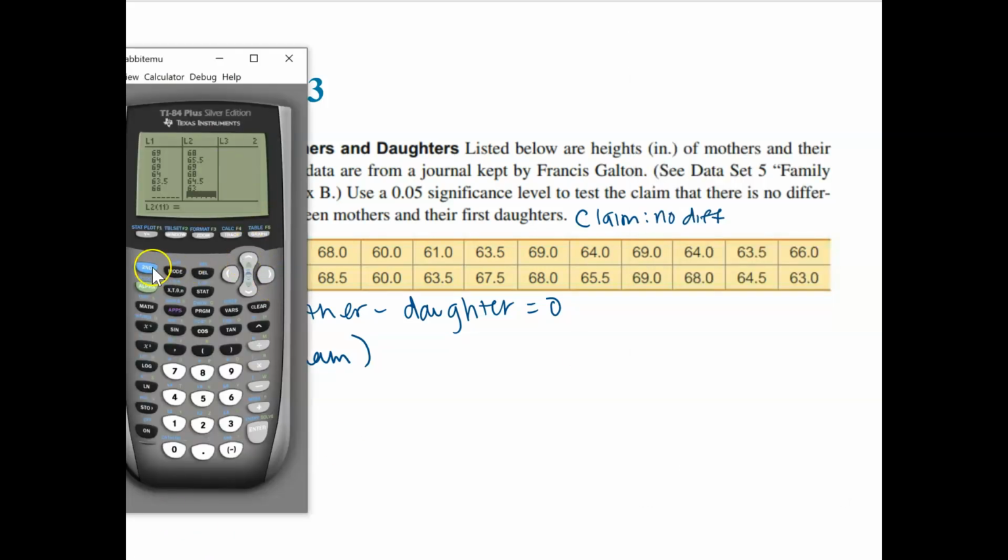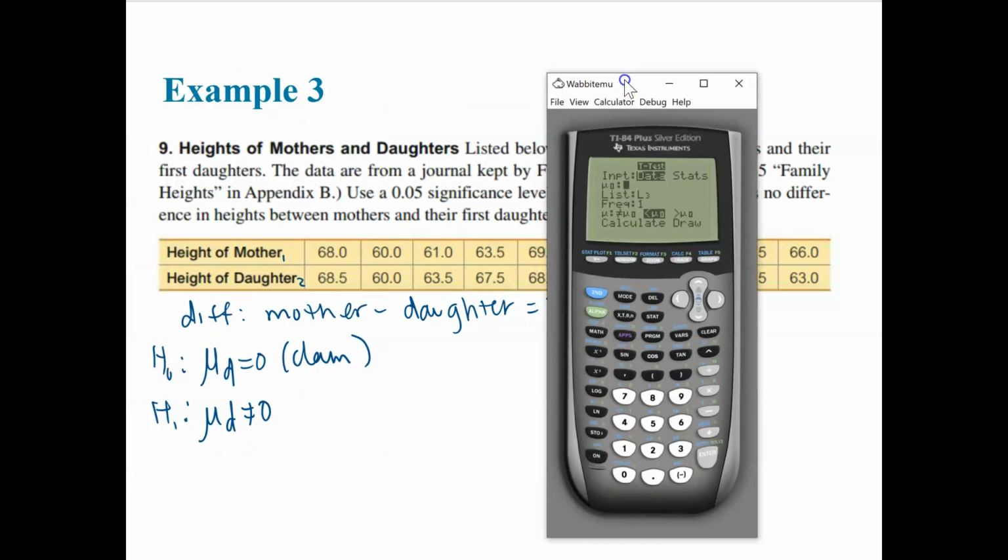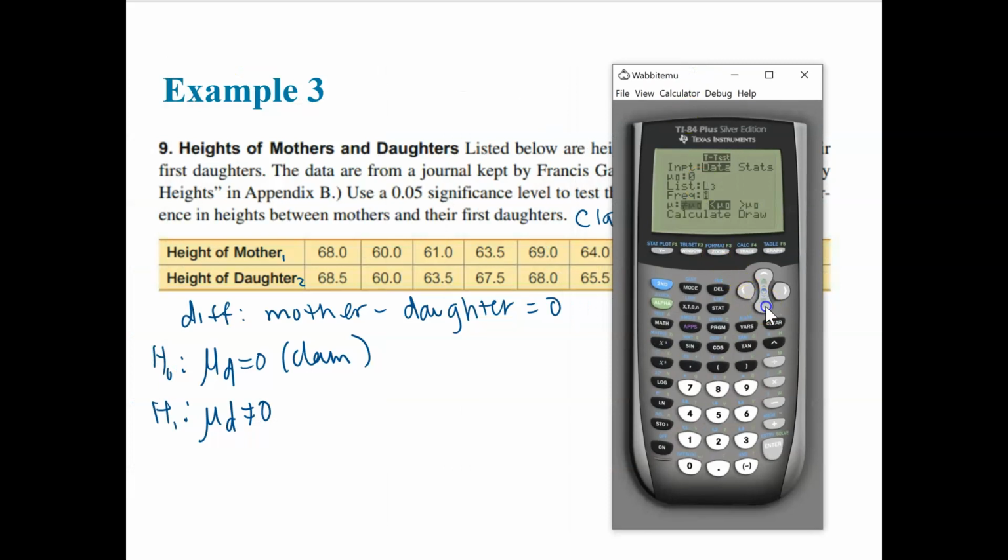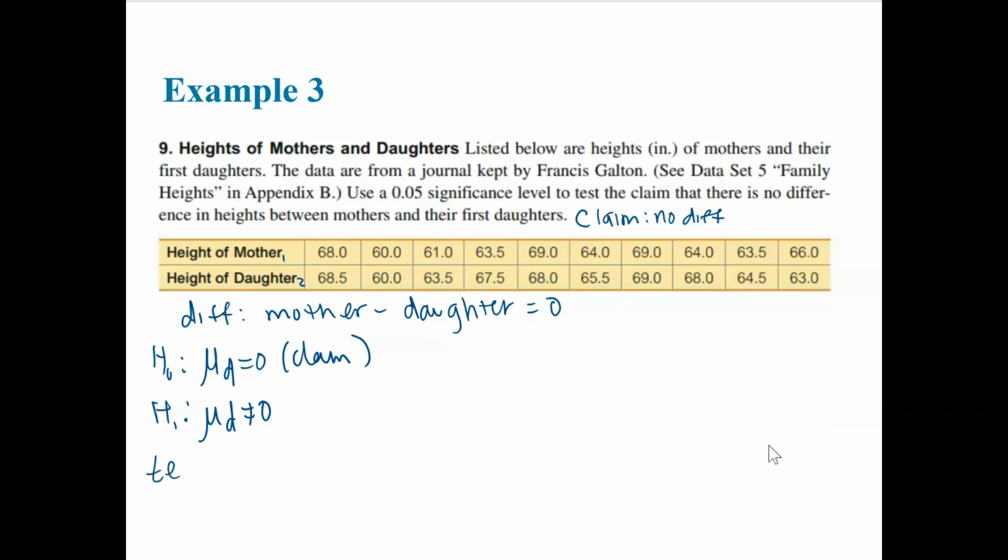So I've got all my data in here, and I'm going to store my L1 minus L2 into L3. And then I'm going to run the stats t-test. And I've got the data here, and then let's just go over and see our alternative is not equal to. So we get our test statistic here of negative 1.379. Negative 1.379. So now we're going to use the critical value method.